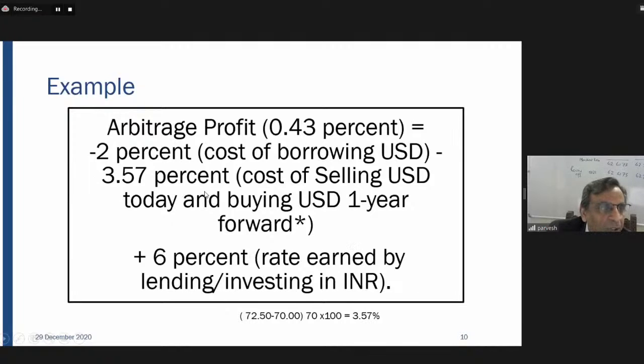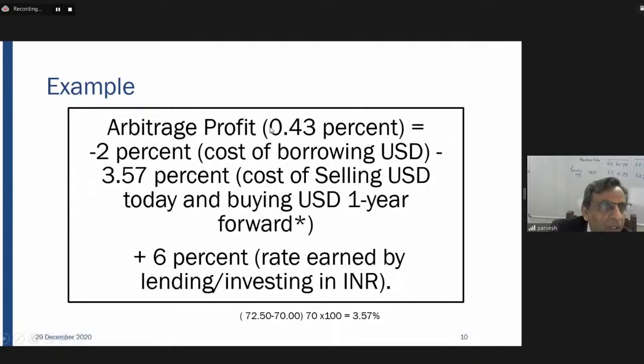So you book a forward contract at 3.57 for the cost of buying, the cost of selling US dollar. That is the time you brought the money in India, and then buying $1 US forward. So this is the kind of cost for you, 0.35%, which is the cost of selling dollar today and buying the US dollar 1 year forward, plus 6% gain which you made by putting money in India.